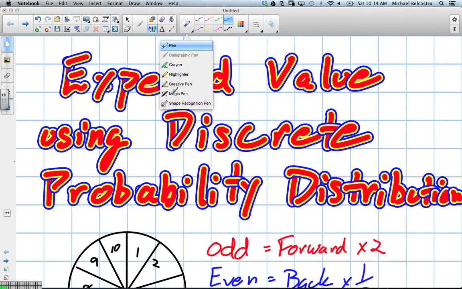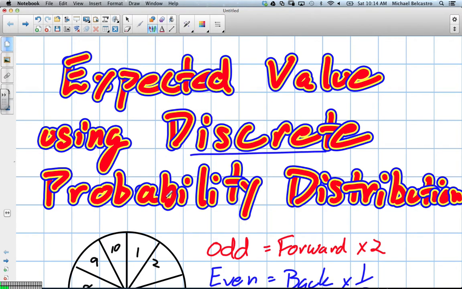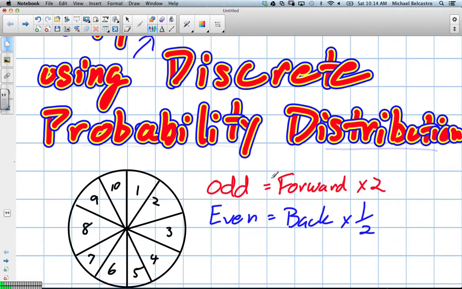So it's a very long title. Discrete probability distribution is what we're going to be focused on, and we're looking at the expected value using this formula here. So we'll talk about a game.